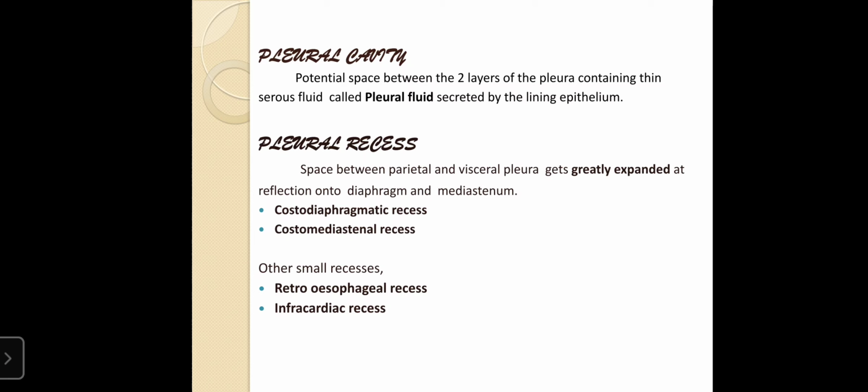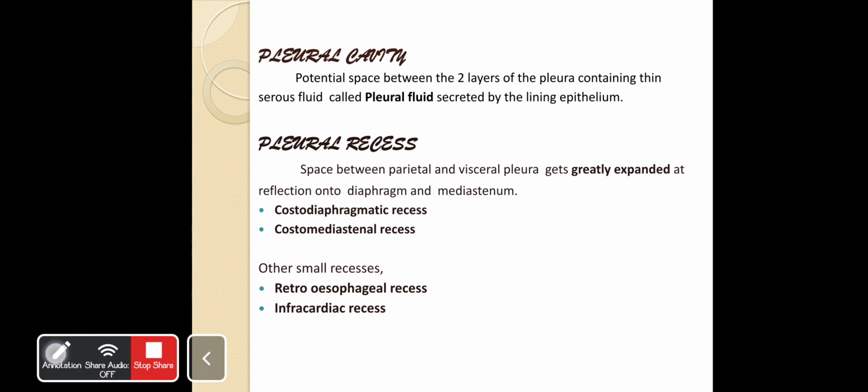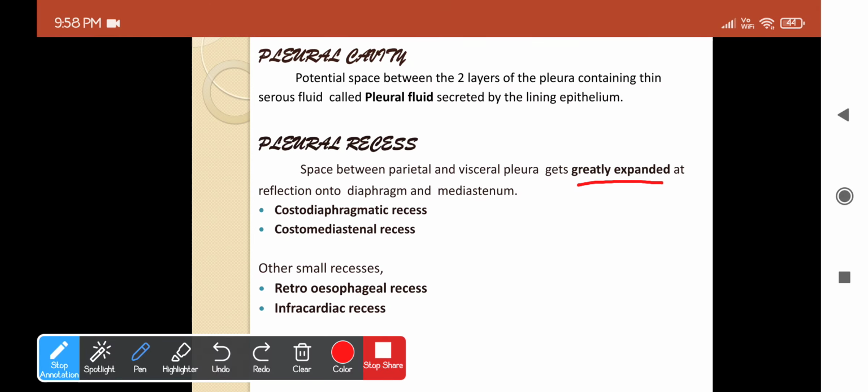Okay, so then going for the pleural recesses, cavity is nothing but a potential space. What does recess mean? Recess means expanded space. That's it. Okay, the space between the parietal pleura and visceral pleura will be greatly expanded at sites of reflection onto the diaphragm and the mediastinum. Okay, at these sites the space will be much more extended, and that is called the recesses.